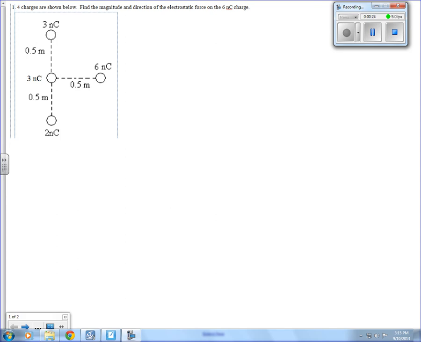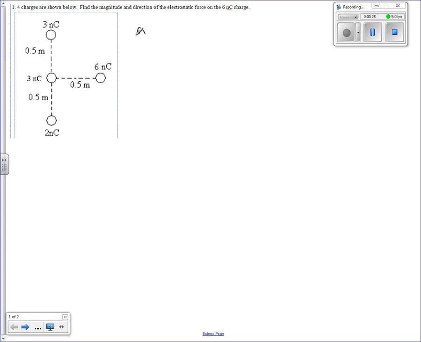N stands for nano. Anything with N means times 10 to the negative ninth. So it would be 6 times 10 to the negative ninth coulombs. All right, so let's go ahead and just look at the four different charges.